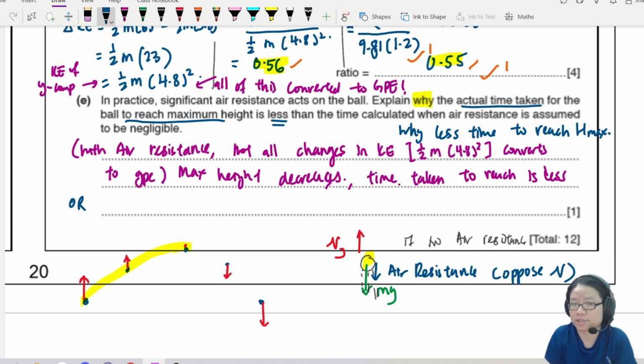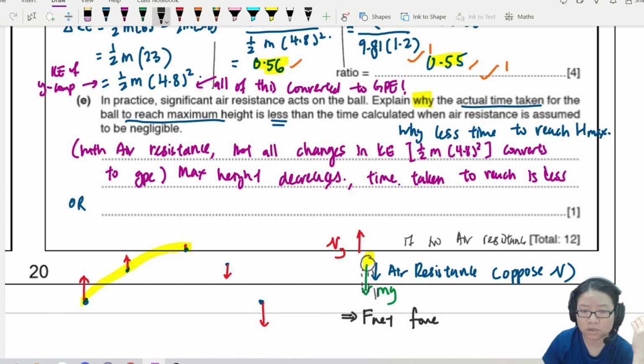It's called resistance for a reason, right? So if mg and air resistance act in the same direction, can I say that now the net force on our golf ball, in the downward direction, increases in magnitude?